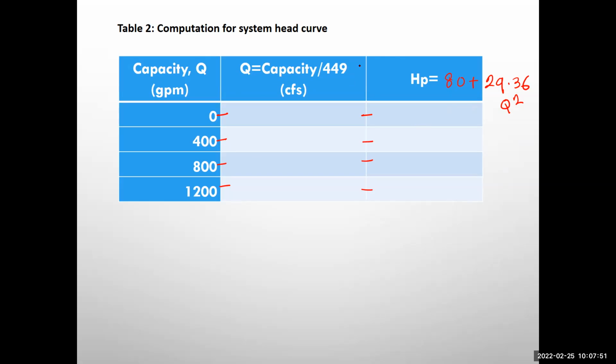And 449 is the conversion factor. The actual conversion factor is 448.8, but you can round that to 449. Okay. So the first one will obviously be 0 and 80. Give me the other values for 400, 800, 1200.